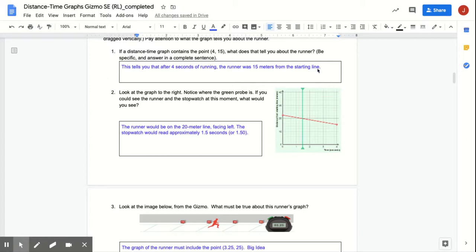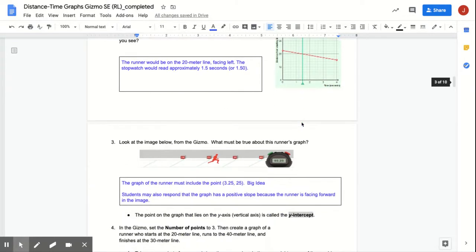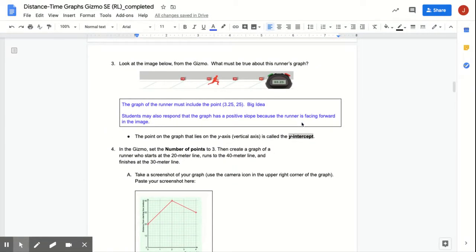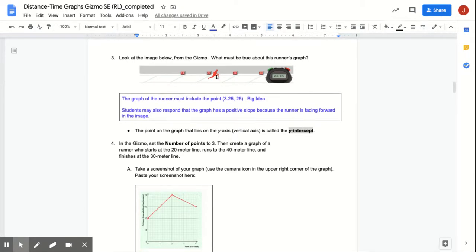Using the green probe, what can you see in the stopwatch at the moment? The runner would be at the 20-meter line facing left, and the stopwatch would read approximately 1.5 seconds, okay? Facing left is a little different than what we'll see throughout the gizmo. Look at the image below. What must be true about this runner's graph?